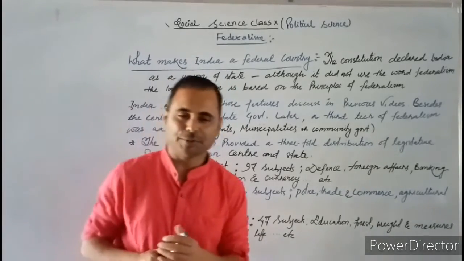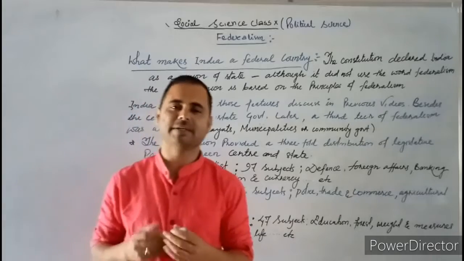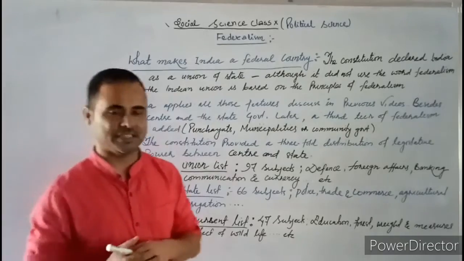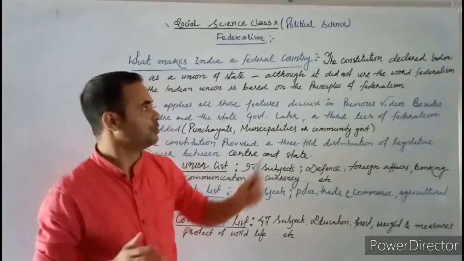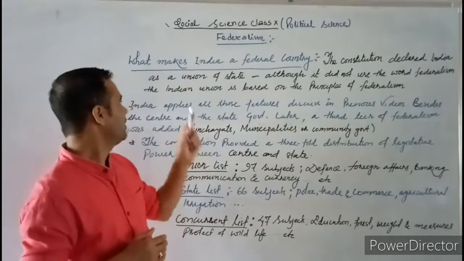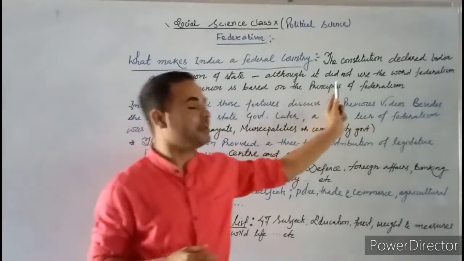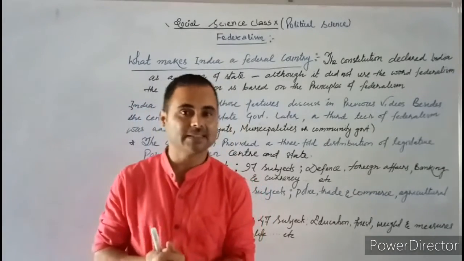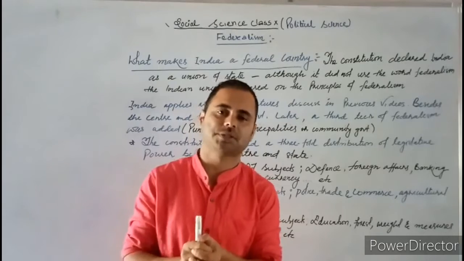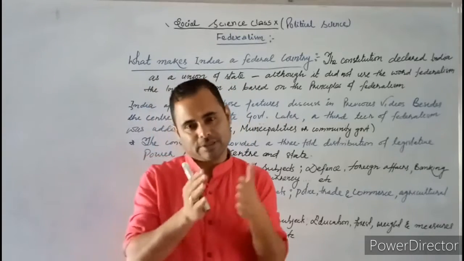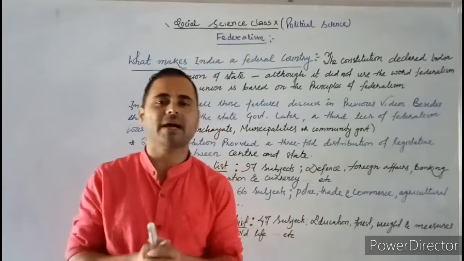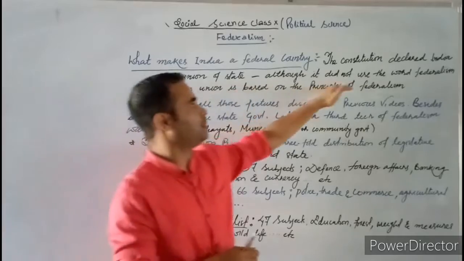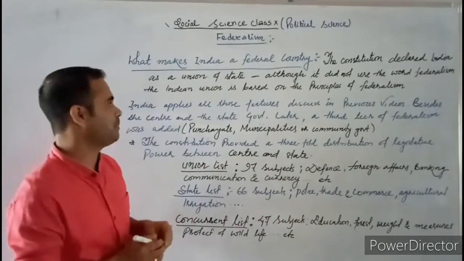So in this video today we are going to understand what makes India a federal country. Do you know, soon after independence, the Constitution of India declared it as a Union of States. It did not use the word federalism. The Indian Union is based on the principles of federalism, so we cannot call it a complete federal structure. India, which is declared as a Union of States by the Constitution, is applying certain principles of federalism, right?